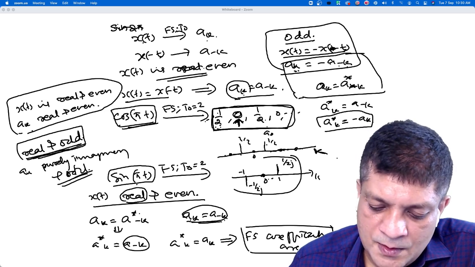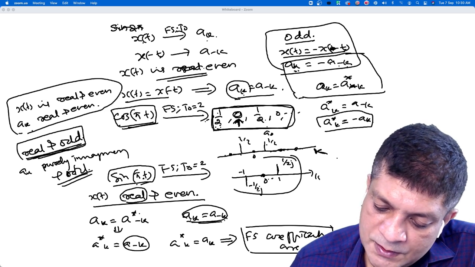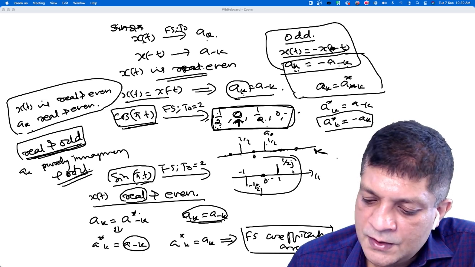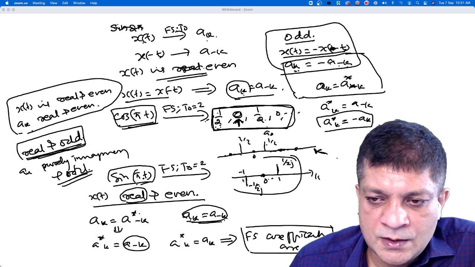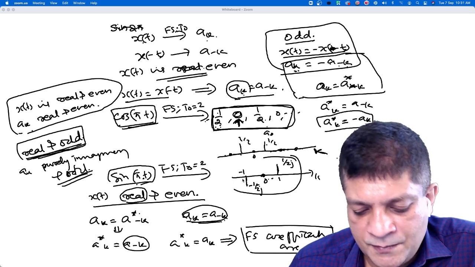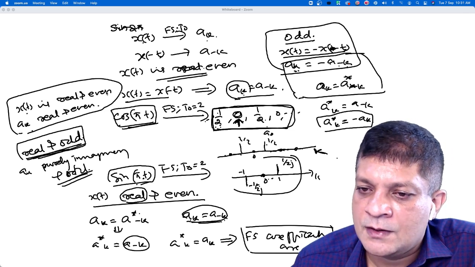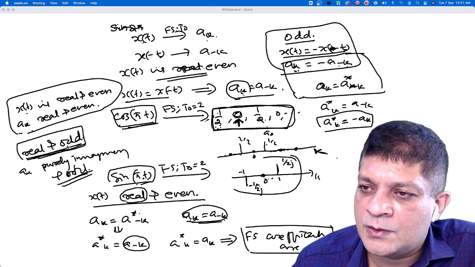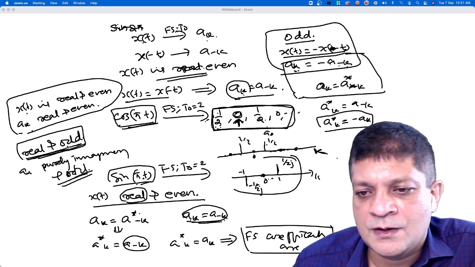That means in this example, sine 2 pi t, this is minus 1 by 2j. Real part is 0, isn't it? And it is an odd function. Okay. So this is a very important property. You should remember this. If xt is real and even, the Fourier series coefficients are also real and even, and if it is real and odd, they are imaginary and odd.